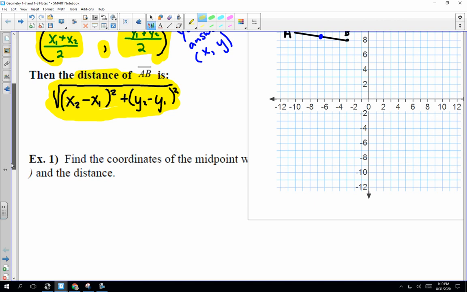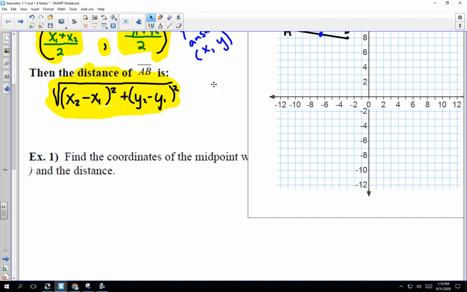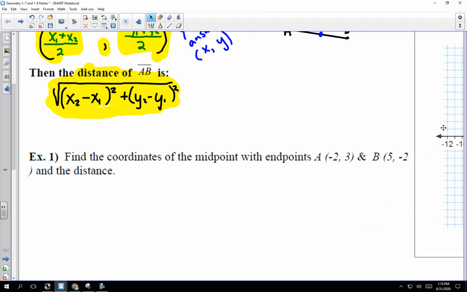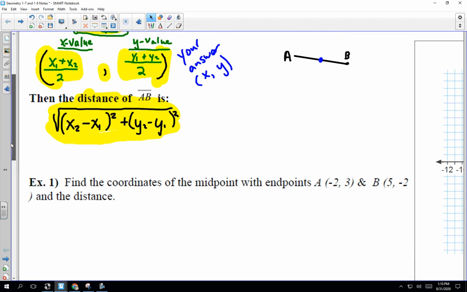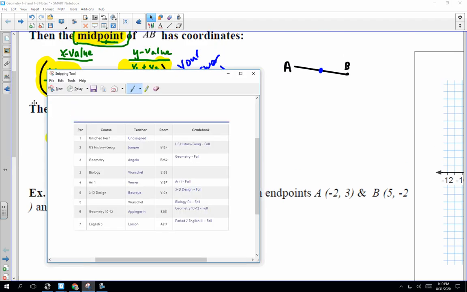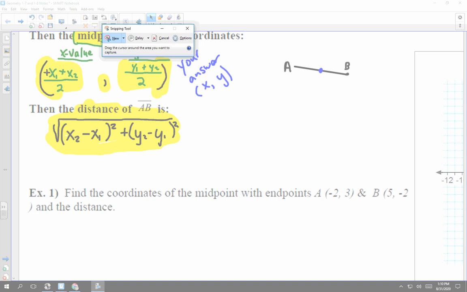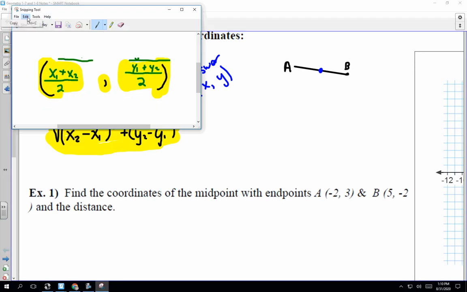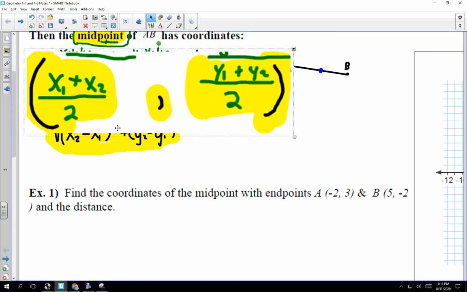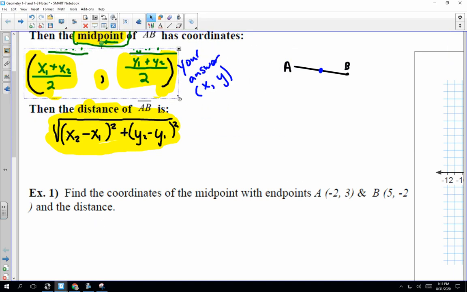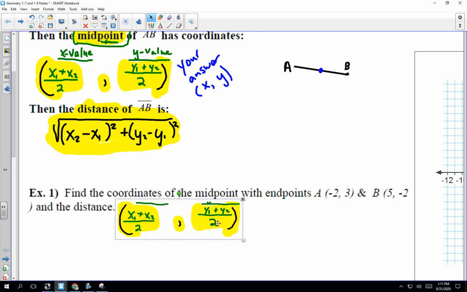Okay, so let's practice the midpoint and the endpoint. I'm going to take the formula with me through the power of technology. I'm just going to drag this formula around. And until you have them memorized, I need you to write down the formula before you use it every time.